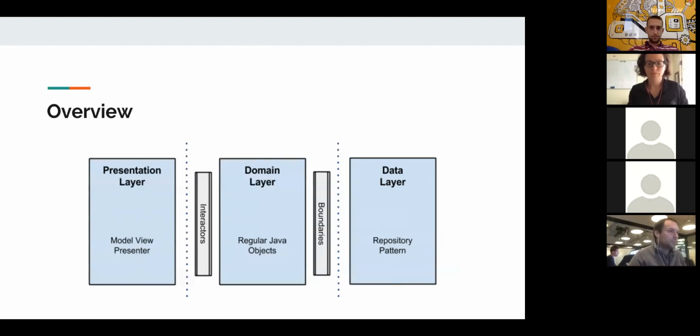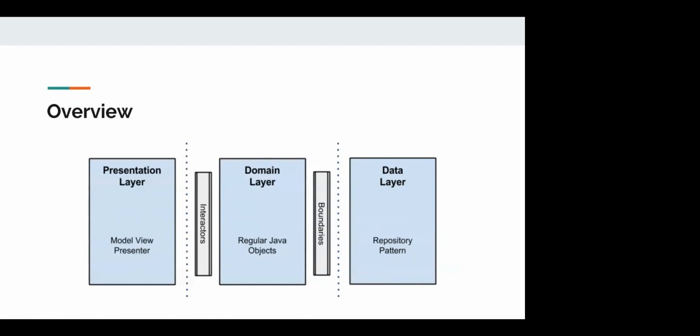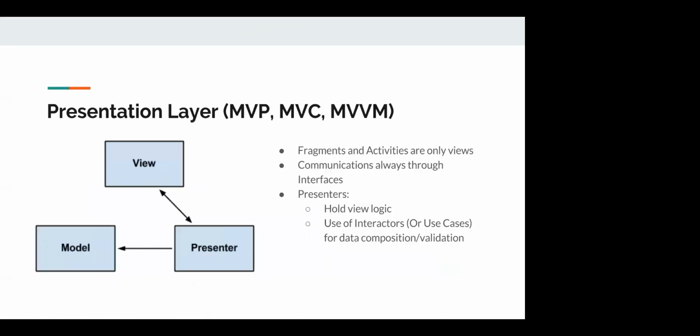As you can see, all those dotted lines mean that each of them is independent from the others, and everything is always in contact through interfaces. One of the key concepts of clean code in general is that you always want to deal with abstractions and you don't want to deal with concretions. Later I will show how we can achieve that through, for example, dependency injection. But if we dive into the presentation layer itself, we could use anything like MVP, MVC, MVVM.